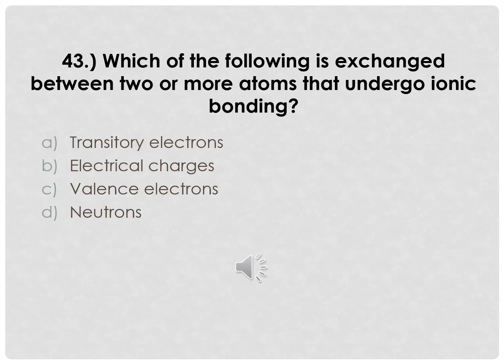Which of the following is exchanged between two or more atoms that undergo ionic bonding? So with all types of bonding, chemicals are either exchanging or sharing their electrons. Electrons are the negatively charged particles that orbit the nucleus, and they're organized into shells. The outermost shell is called the valence shell and contains valence electrons. And it's that outermost shell that's interacting with other chemicals to bond. So the correct answer for this would be C, valence electrons.